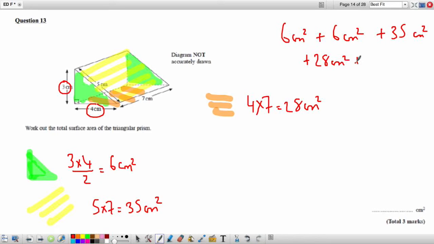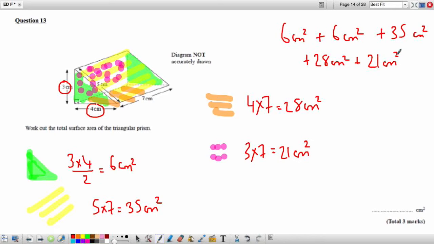And then we're going to add our final side, which is at the back here. Height is 3 and the width here is 7. So here we have 3 multiplied by 7, 21 centimetres squared. And then we're going to need to add up all of these. So a 6 plus 6 plus 35 plus 28 plus 21 for our total surface area, which is 96 centimetres squared.